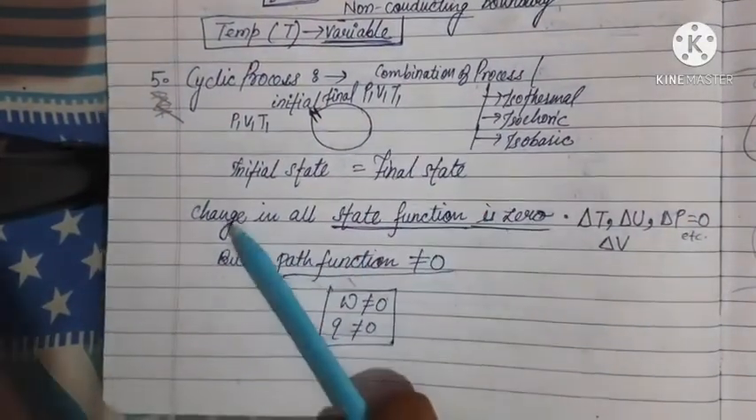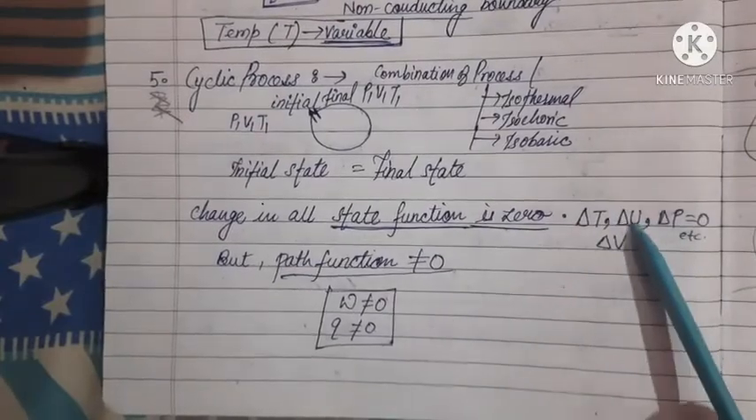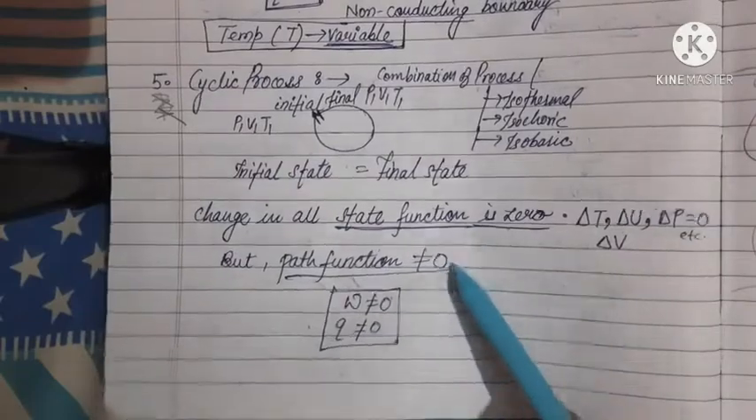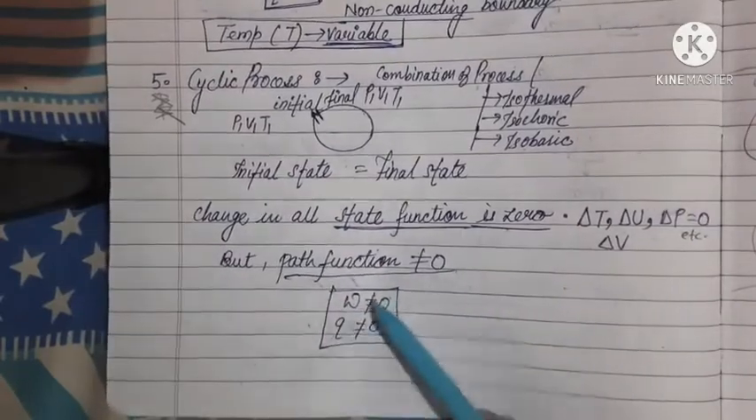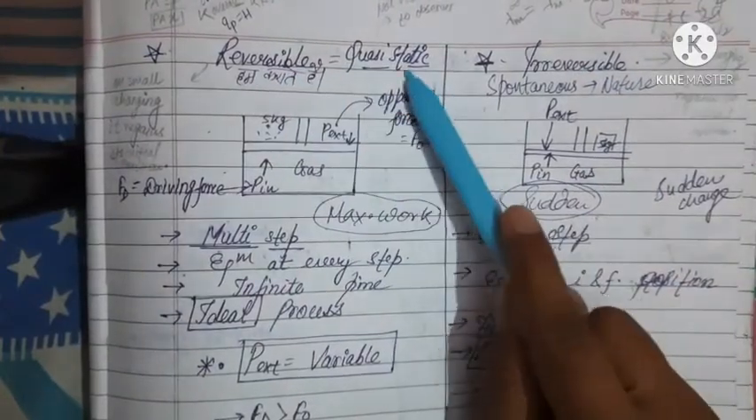Initial state equal to final state. So, change in all state functions is 0. Delta T is 0. Delta U, you have to learn that delta U equal to 0. Delta P equal to 0. Delta V equal to 0. But path functions not equal to 0. And path functions are work and heat. So, they are not equal to 0 in a cyclic process. Reversible and irreversible. Reversible is quasi-static.